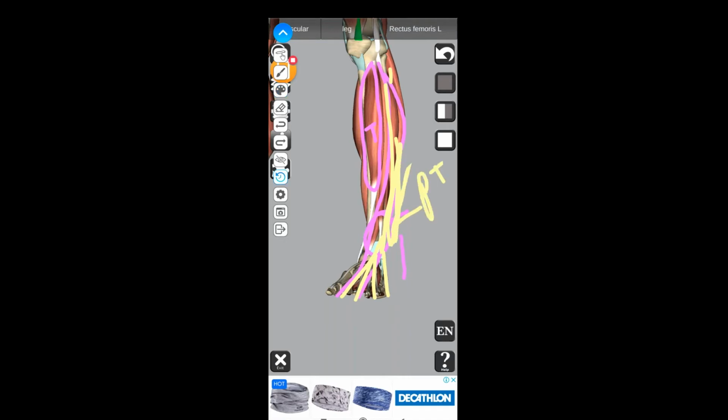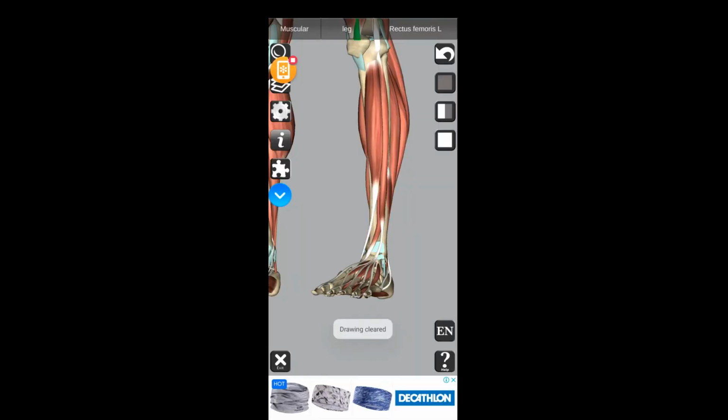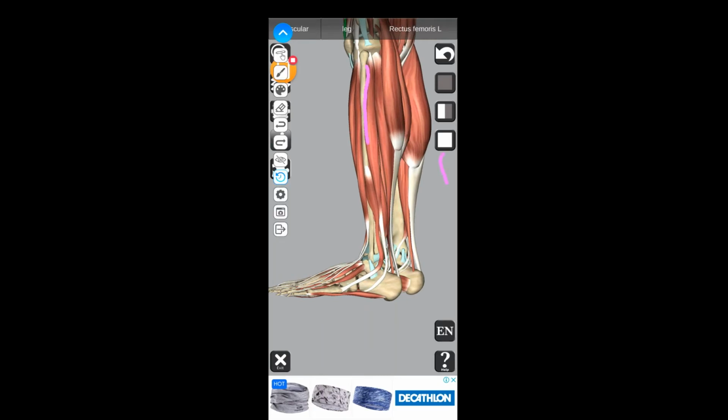Clear? Now we will be moving to your lateral compartment. Laterally, it is very small. It will be having only two muscles. This is your peroneus longus. Peroneus longus. This is your peroneus brevis. Okay? Done. Lateral compartment done.